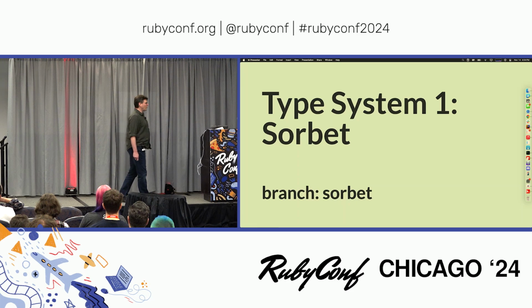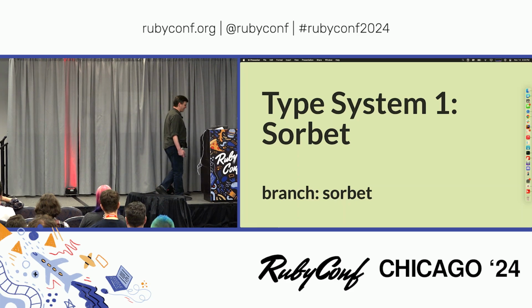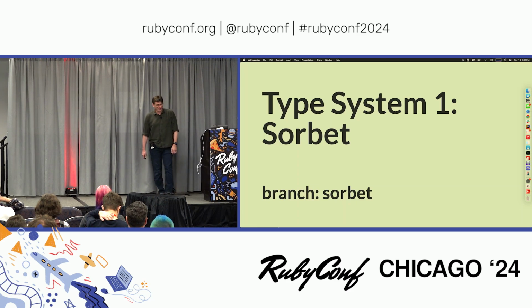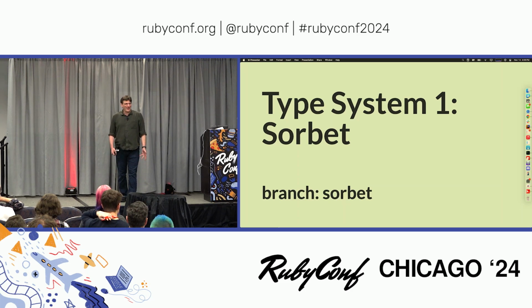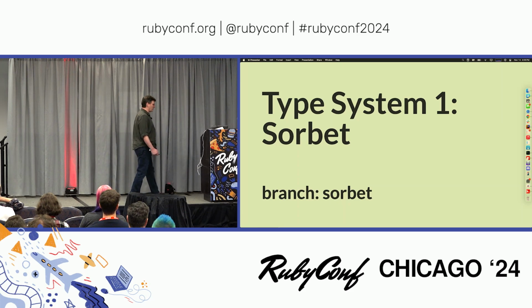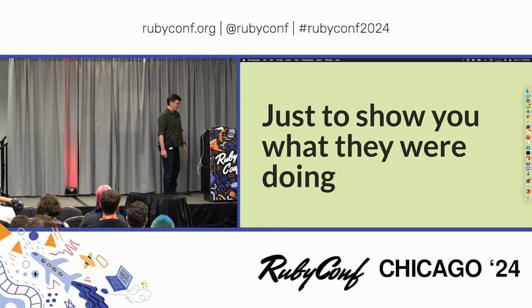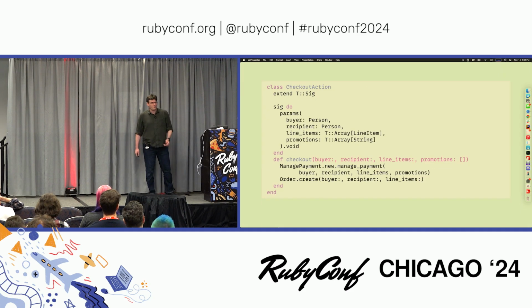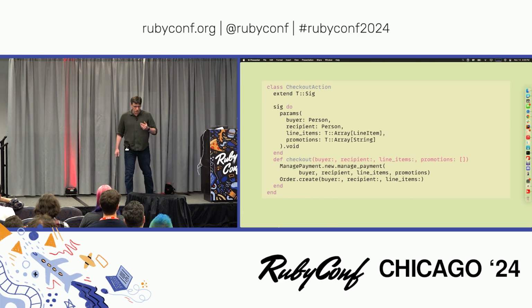Okay, for those of you who don't know what we're talking about, and I probably should have done this first, Sorbet is a type checking system in Ruby. It is written in pure Ruby. It's an external gem. It's actually an ecosystem of gems. And this is the group that I was talking about. They were using Sorbet. This is what it looks like.